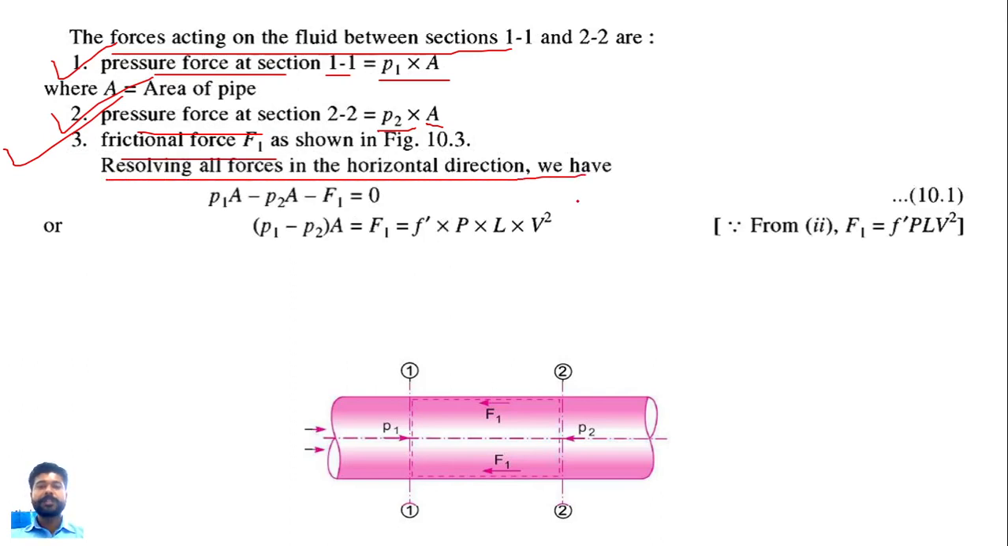Now resolving these forces in the horizontal direction, in the flow direction we have P1 into A. Opposite to the flow direction we have negative P2 into A, and also opposite to the flow direction the frictional force F1, which equals 0. So here is the resolution of the forces in the horizontal direction. Taking A common outside the bracket, P1 minus P2 into A equals F1.